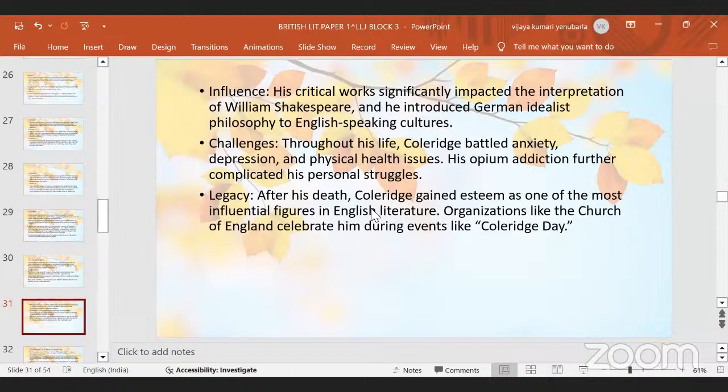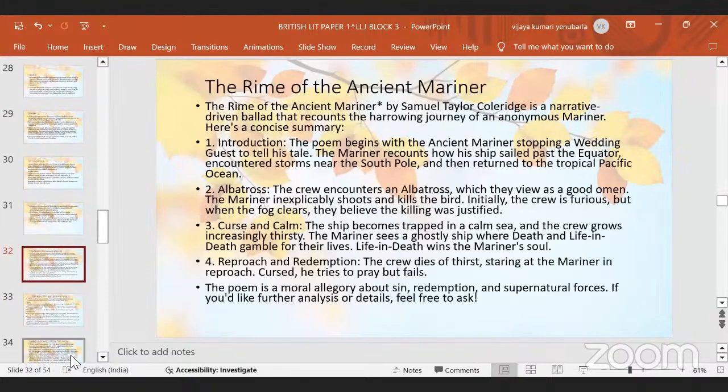After his death, Coleridge gained esteem as one of the most influential figures in English literature. Organizations like the Church of England celebrate him during events like Coleridge Day. So a day has been dedicated to Coleridge in the Church of England.